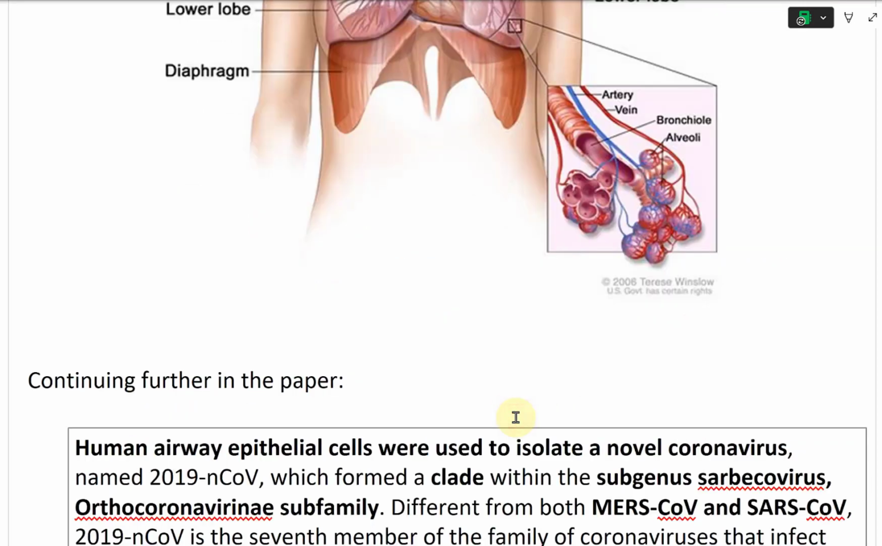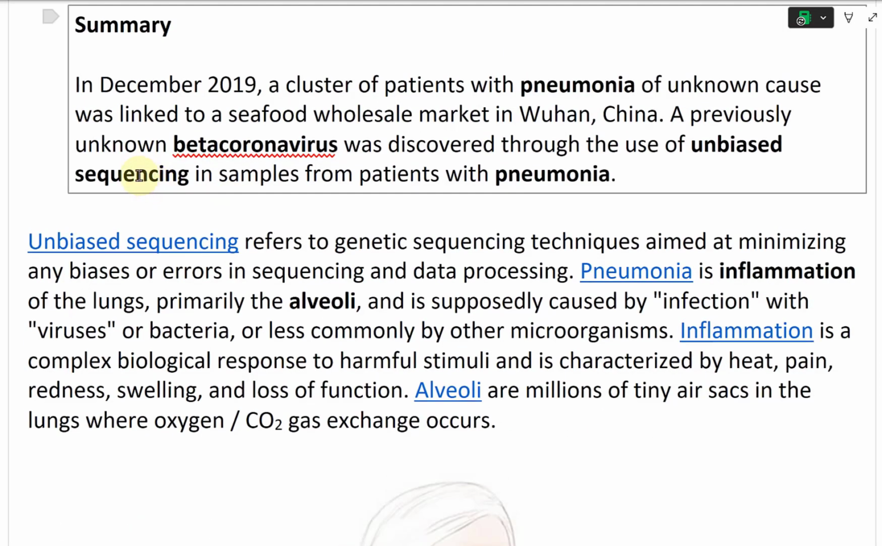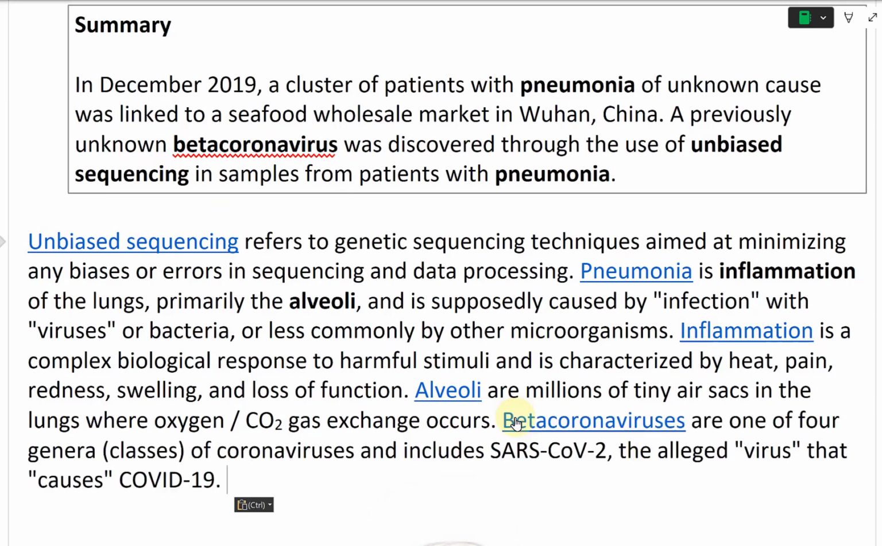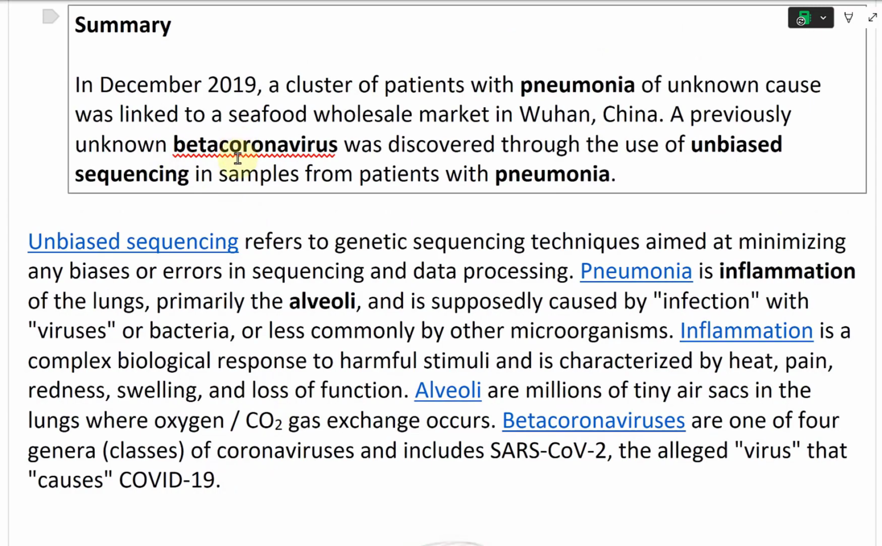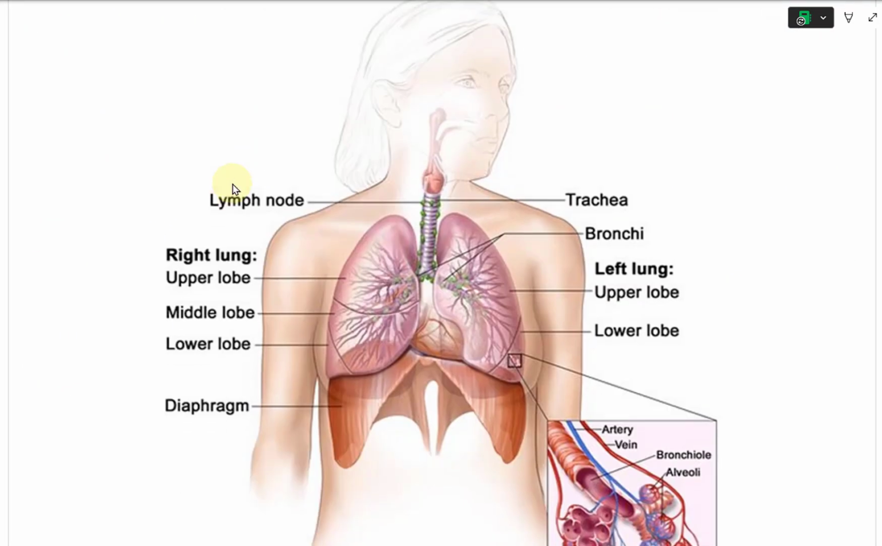Continuing further, or actually before I continue further, I just want to add another definition here for beta coronavirus. I'll put that right here. So beta coronaviruses are one of 4 genera or classes of coronaviruses, and includes SARS-CoV-2, the alleged, quote, virus that, quote, causes COVID-19. So that's basically a classification of these so-called viruses.